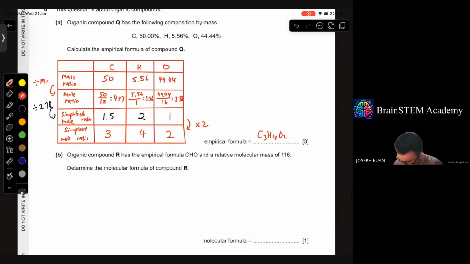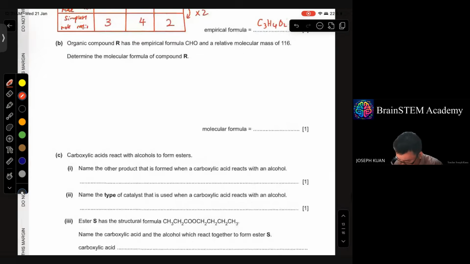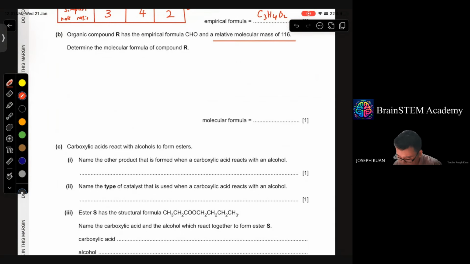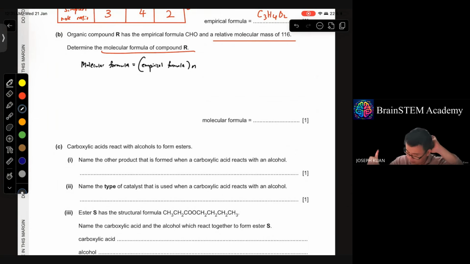Next. Organic compound R has the empirical formula CHO and a relative molecular mass of 116. So find the molecular formula. Okay, the point is, remember that molecular formula is actually just the empirical formula multiplied by a multiple. Okay, you can multiply 2, multiply 3, that's how you get molecular formula. So we can find n by taking the mass of the molecular formula divided by the relative mass of the empirical formula.